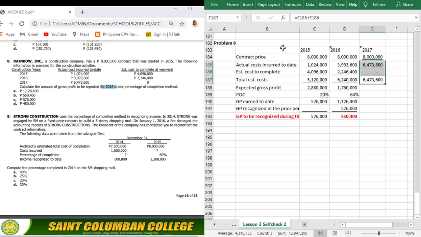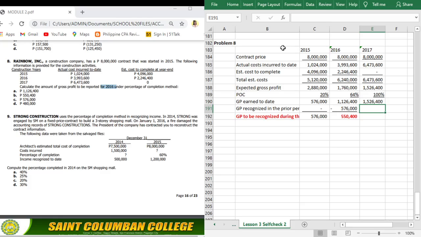Because it is the total of our costs. Now, for the gross profit, actually, it is no longer expected, but actual gross profit. But never mind the label. The actual gross profit is really 1,526,400. Now, if you are going to compute the percentage of completion, of course, it will give 100%. Because it is finished. And then, how much is the gross profit earned to date? That is 1,526,400. The 100%, and then you are going to deduct those gross profit that was recognized during the prior year.